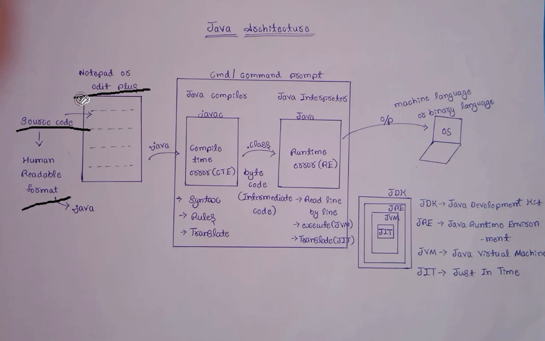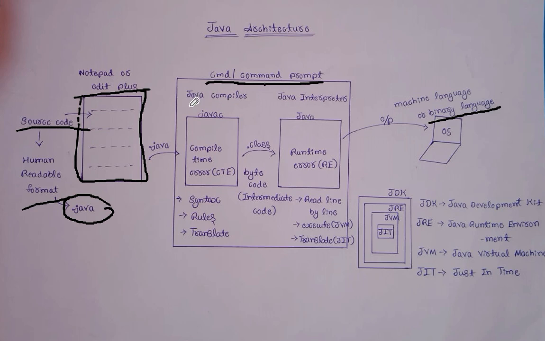Once after we finish the writing of Java program inside the editors, we save this Java program in the file format with .java extension. We also know that humans only understand text language and machines only understand binary language. To convert human readable format Java program into machine language, we need one process, and that process is done by the command prompt. Now we will see what happens inside the command prompt.